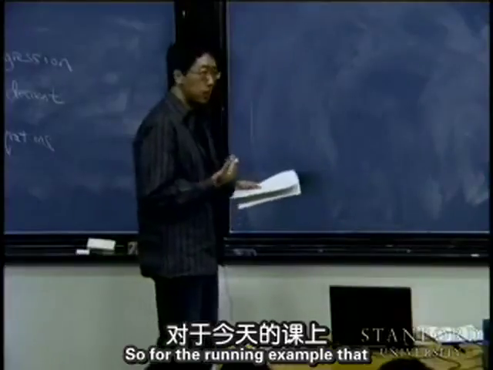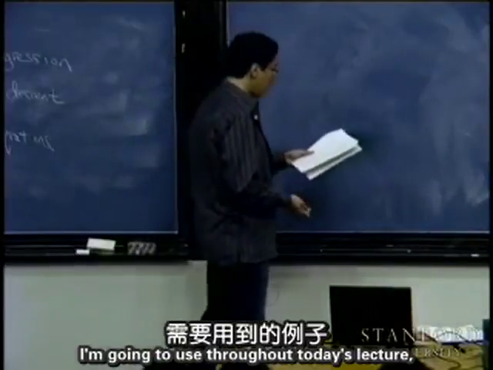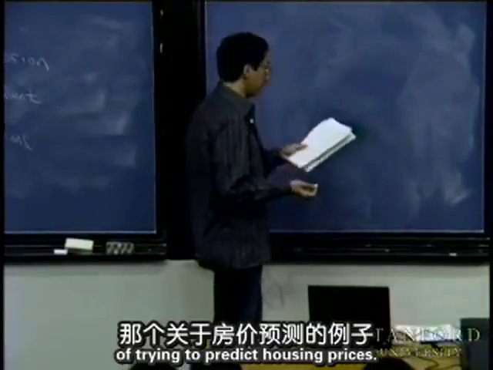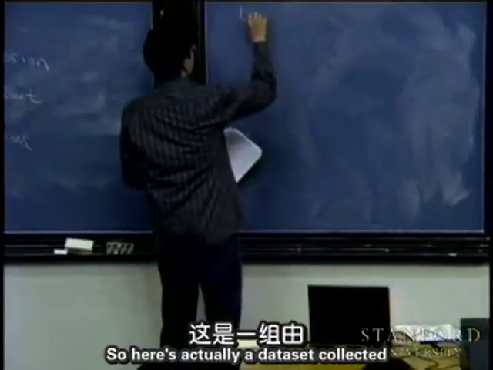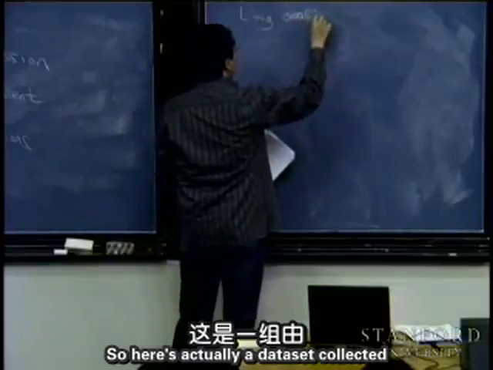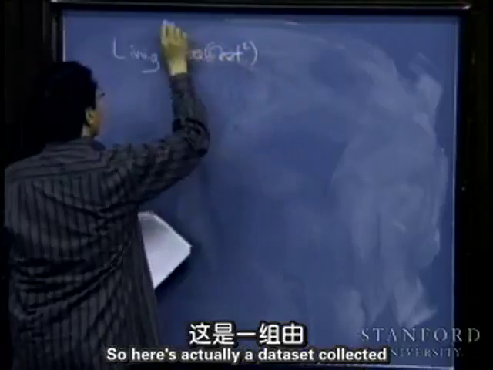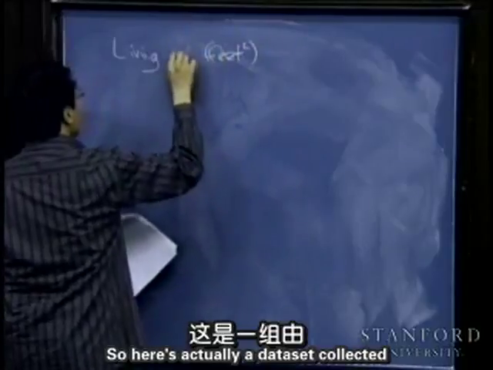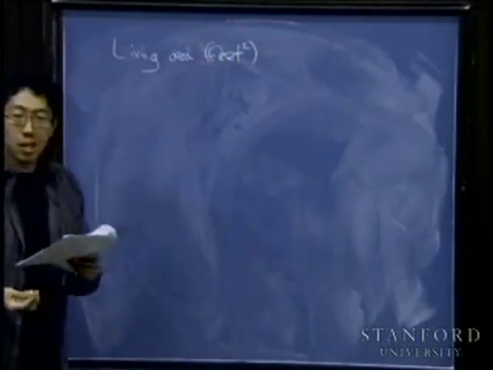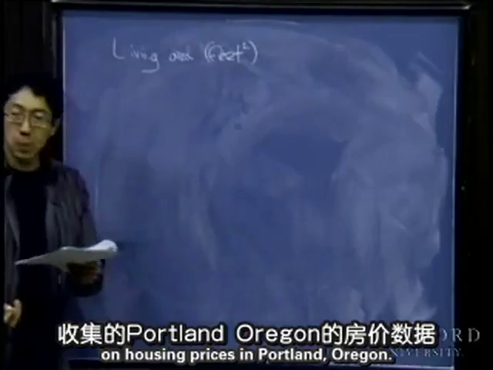For the running example that I'm going to use throughout today's lecture, we're going to return to the example of trying to predict housing prices. So here's a data set collected by TA Dan Ramage on housing prices in Portland, Oregon.